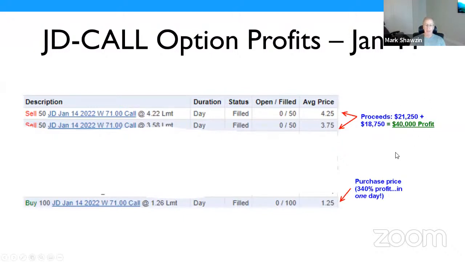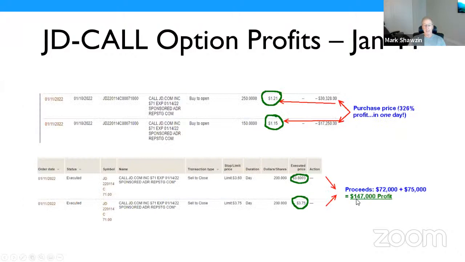And then I made $147,000 in this account. You can see I got 250 on at $1.21 and 150 calls at $1.15. And I blew them out between 3.60 and 3.75, which was early, but I was making a massive amount of money. I didn't want to give it back. And so pocketed about 200 grand today in a combination of a lot of different trades.